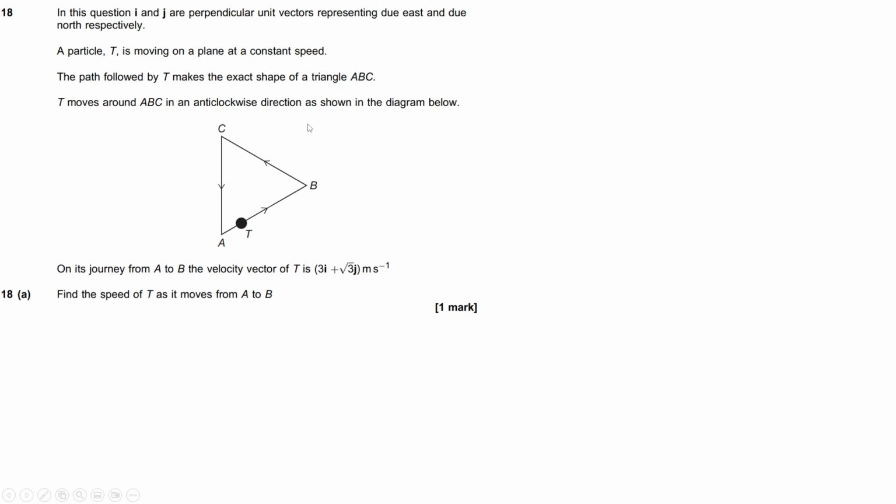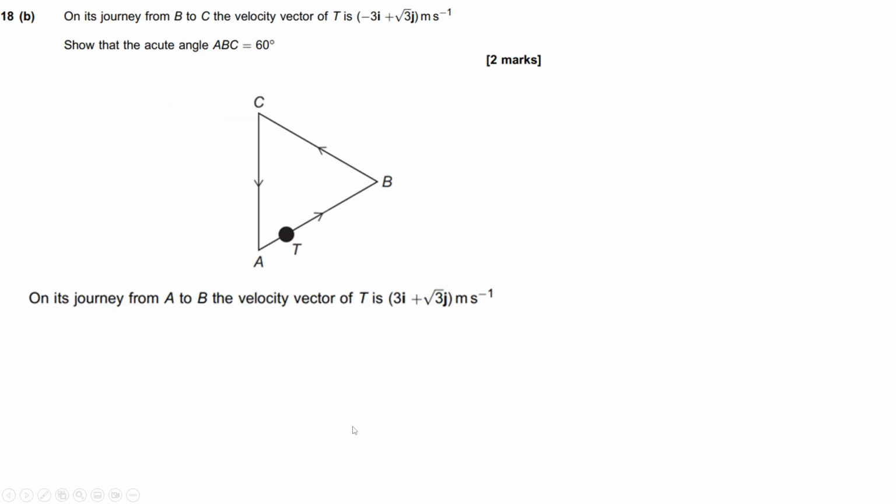We've got some vectors here. We've got a triangle ABC, and find the speed of t as it moves from A to B. Well, this is the velocity vector, so the speed is just going to be the magnitude of the velocity vector. So square root of 3 squared plus root 3 all squared. You'll get this, which is 2 root 3. From B to C, the velocity vector is this. On this journey from A to B, the velocity vector... Oh, okay, never mind. Yeah, that's the same thing.